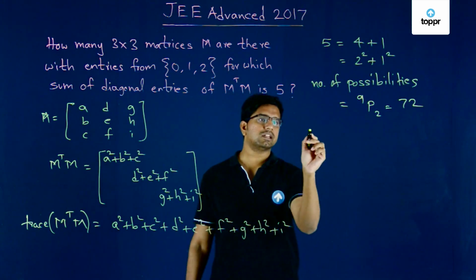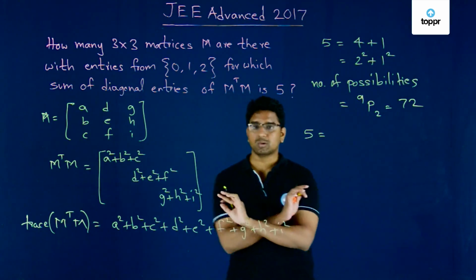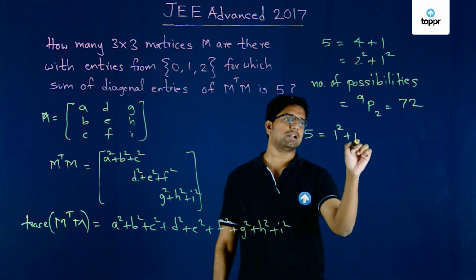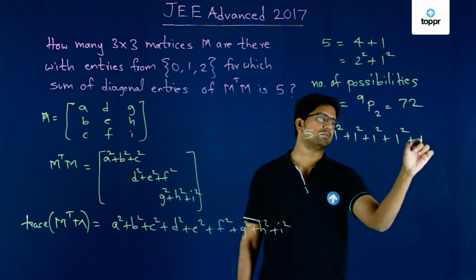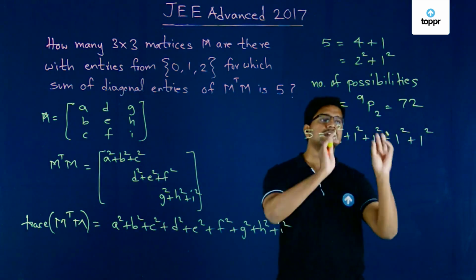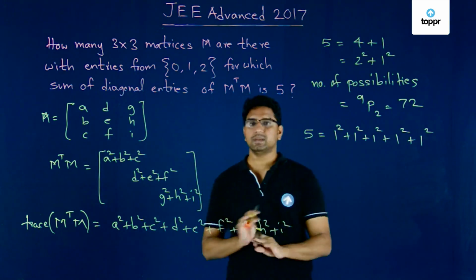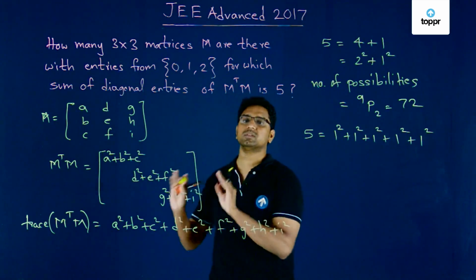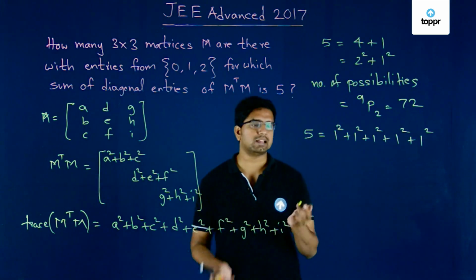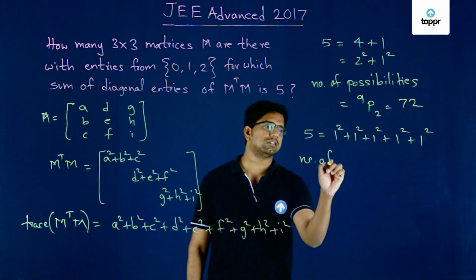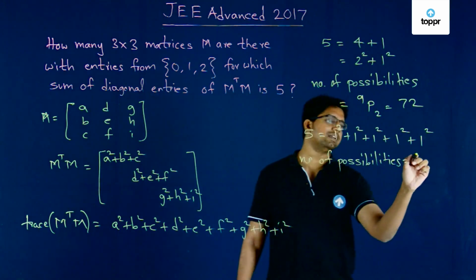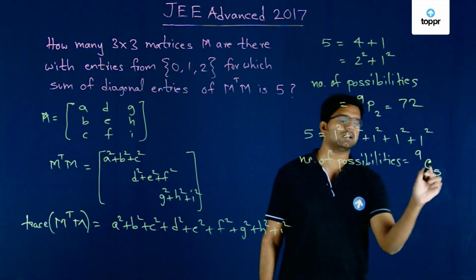Now there is another case which we should not forget, that is if we exclude the 2 from the scenario. Then we can write it simply as 1 square plus 1 square plus 1 square plus 1 square plus 1 square, which means that out of these 9 numbers, we are assigning the value 1 to exactly 5 of them, and all the remaining will get the value 0. So again, an obvious thing in combinatorics, the number of possibilities here is simply 9C5. We have to choose 5 of the 9 things.